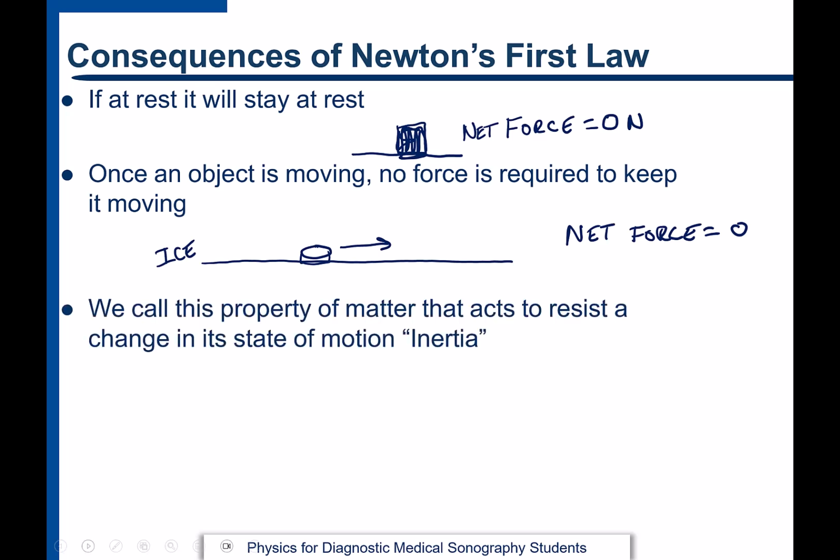This thing that we've been talking about, that an object, if it's at rest, wants to stay at rest, or if an object is moving, it wants to stay moving, we call that property of matter inertia. So objects in general don't like to change their motion. In other words, if they're already moving, they want to keep moving. If they're already at rest, they want to stay at rest. That's what we mean by inertia.